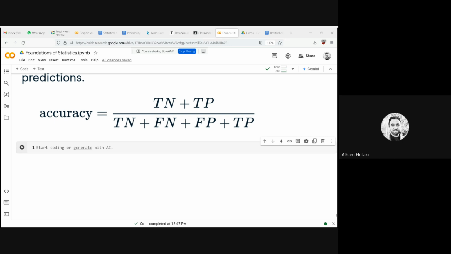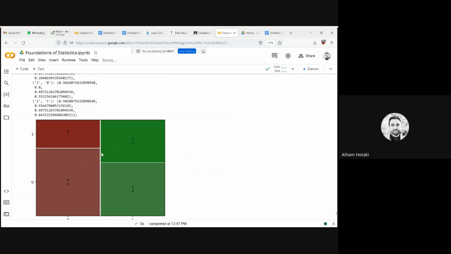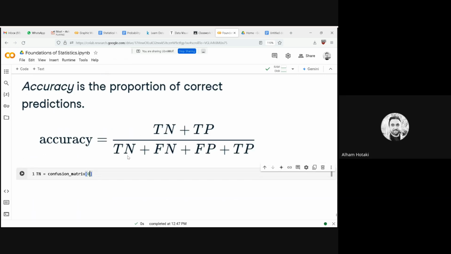So tell me, from this confusion matrix, what are the true negatives? Let's define the true negatives from this confusion matrix. So what is true negatives? That is 0, 0. Perfect. 0, 0 is true negatives. And what is the false negative? 0, 1, 1, 0. Exactly.